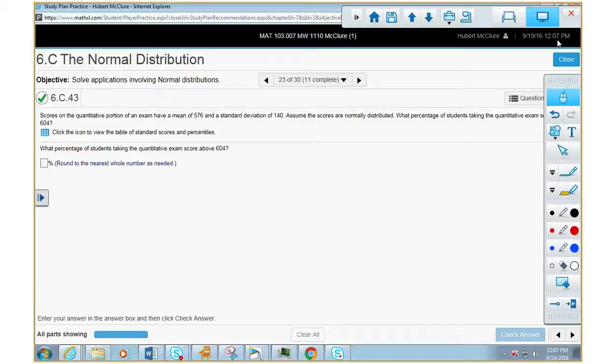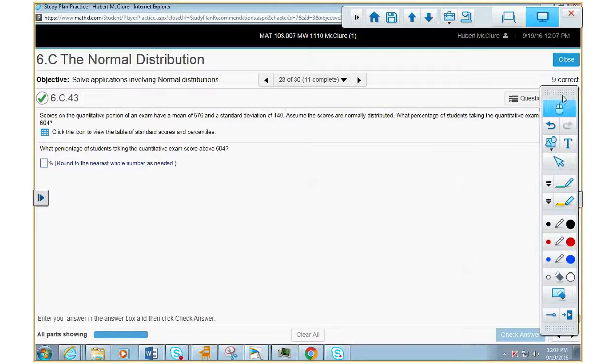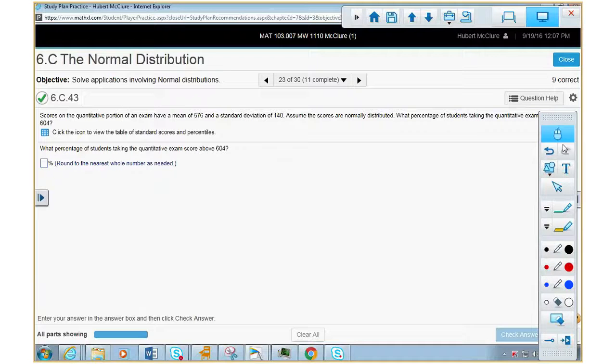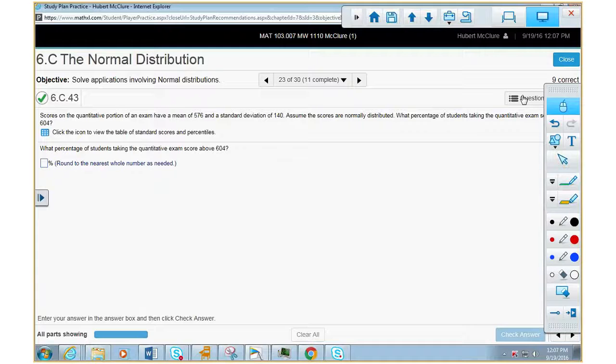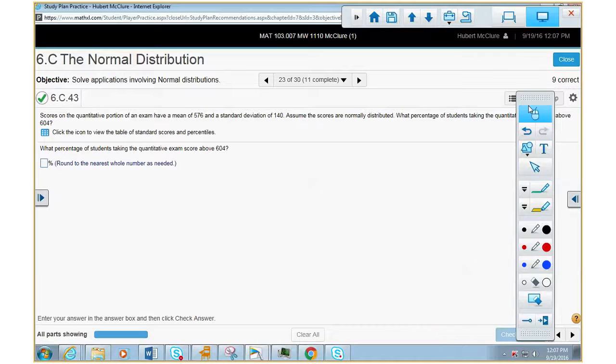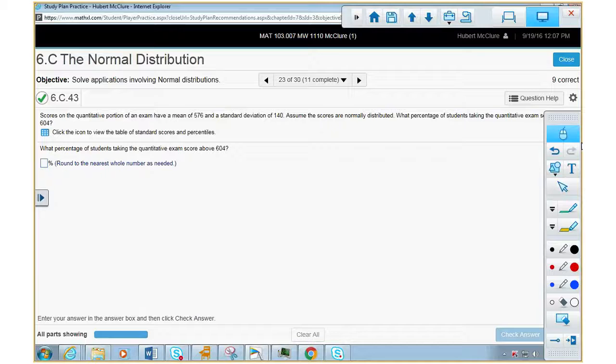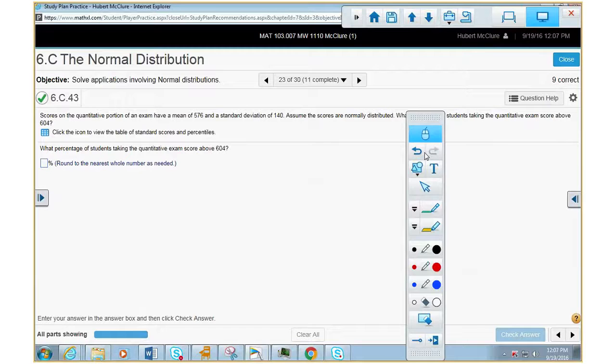Okay, now this one's different because we're going to be subtracting the environment. Scores on the quantitative portion of the examination. Student scores are normally distributed. What percentage of students are taking the quantitative exam? They're asking for the area. It's pretty much the same type of question. You're just not going to use z-score times sigma plus mu.